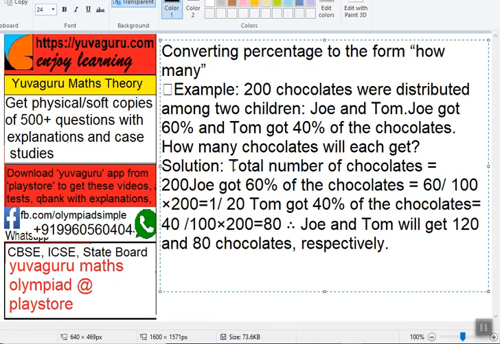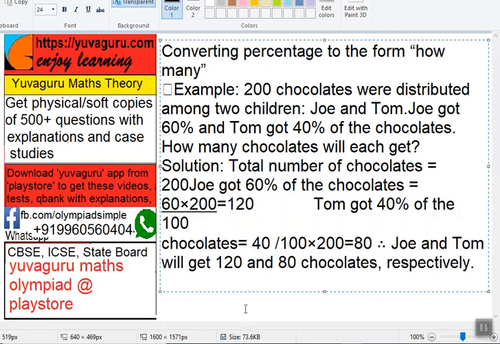Okay. So total number of chocolates is 200. Joe got 60%. 60% means what? We have already discussed. Percent means upon 100, right? So 60 upon 100. Now out of 100, 60. So out of 200 how many? You should always do 60% of total, means 60 upon 100 into total, that is 200. So it becomes 60 upon 100 into 200. 100 ones are 2s, so 60 into 2, 120. So Joe will get 120.